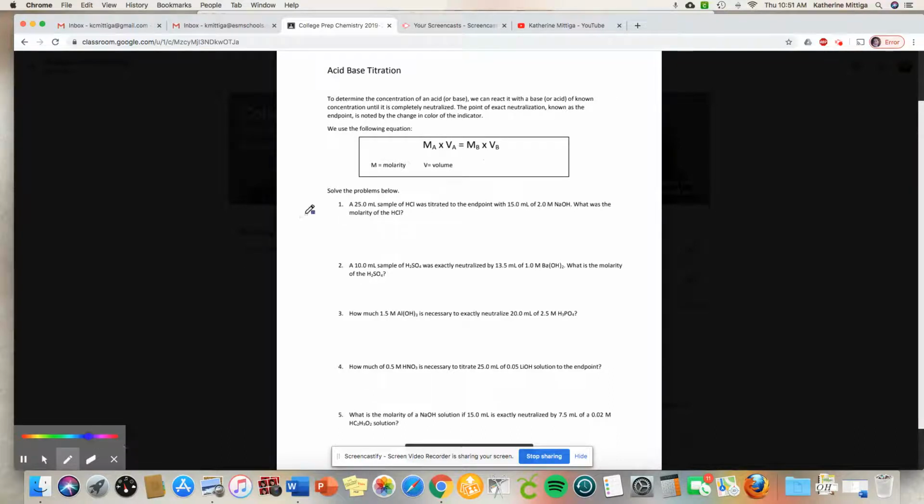So first of all, in your book, it might say something about H plus equivalences and OH minus equivalences, and I just want you to get rid of those. That was a leftover. I was making the worksheet from my honors worksheet, and that got left over. So just get rid of that.